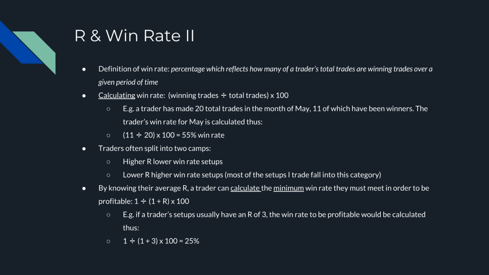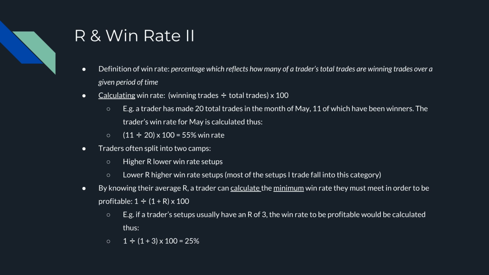So basically, if you risk a certain amount and you don't get any payoff for that risk often enough, you will not be profitable, right? So let's look at this example here. If a trader's setups usually have an R of 3, the win rate to be profitable would be calculated thus. In this case, 1 divided by the sum of 1 plus 3, times 100 for a percentage, and that's 25%.